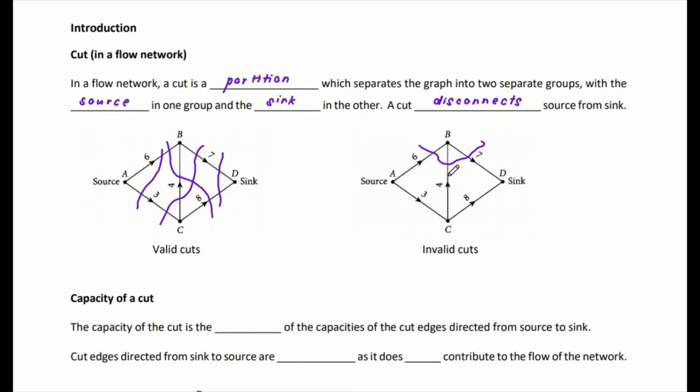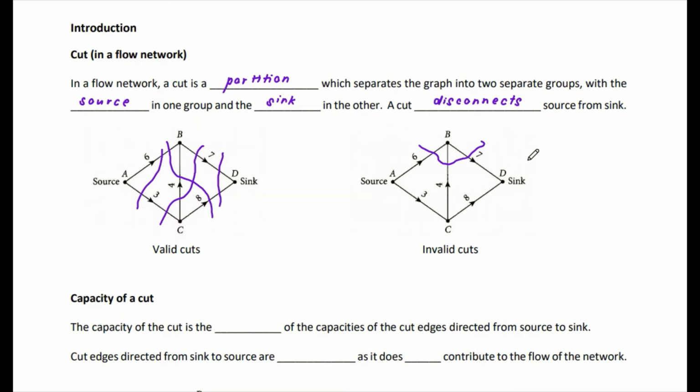You can also understand it from the perspective that this cut doesn't disconnect the source from the sink. Even though you try to make a cut here, the flow can still go through AC and also CD, and you still reach the sink from the source. Am I right? So that's why this cut is invalid, because it doesn't stop every flow from the source to the sink.